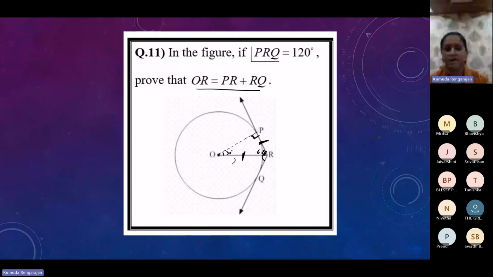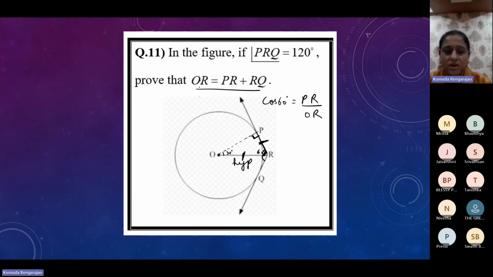Now OR is the hypotenuse because it is opposite the right angle. For 60 degrees, PR is the adjacent side and OR is the hypotenuse. So cos 60 degrees is equal to adjacent PR by hypotenuse OR.